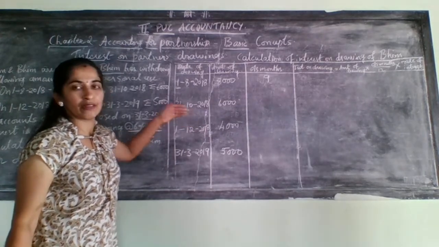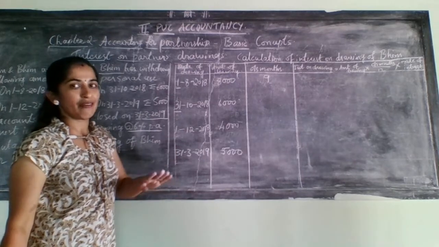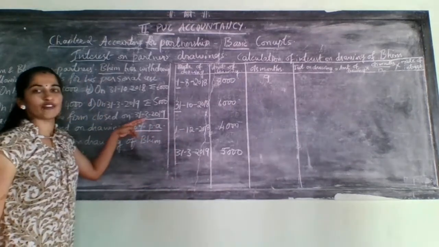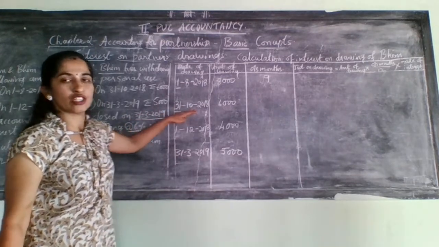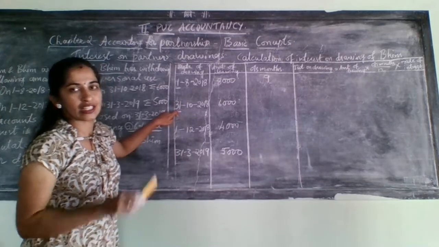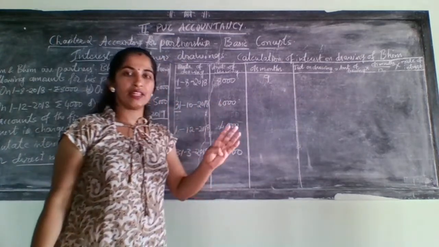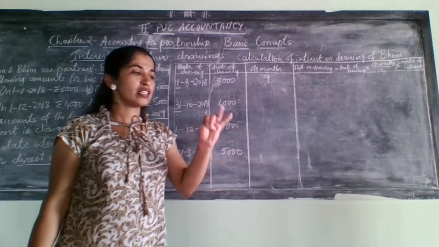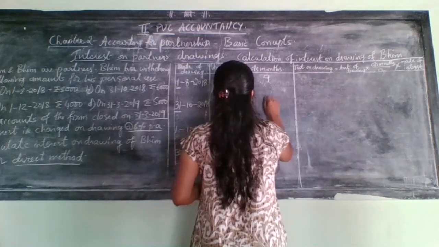31st means 10th month, we need to exclude. We need to start from the very next month, 11th month, and till the end of the year. End of the year is 31st 3. We need to start from 11th because we should not take 10th month, because it is the last day of that month. So start from 11th: 11th, 12th, 1st, 2nd and 3rd. How many months? 5 months.